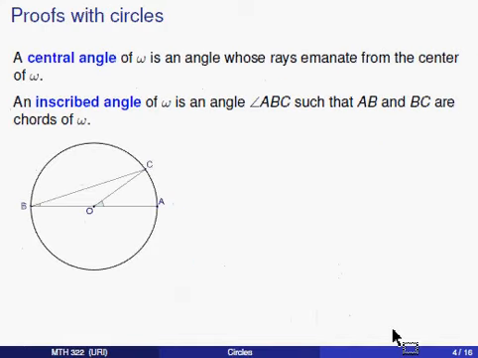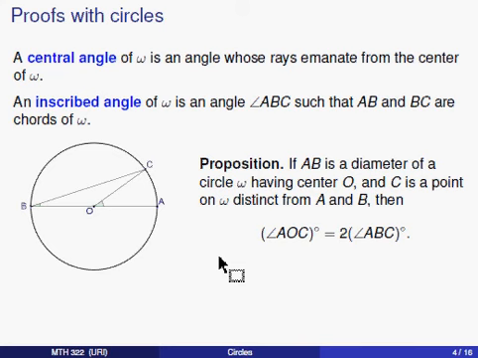Continuing with a couple other definitions, we will say that a central angle of omega is an angle whose rays emanate from the center of omega. So in this drawing, we would say the angle AOC is a central angle because the vertex of that angle is the center of the circle. An inscribed angle of omega is an angle ABC such that AB and BC are chords of omega. In this particular picture, you'll see that AB and BC are chords of the circle. We would say that the angle ABC is an inscribed angle of the circle.